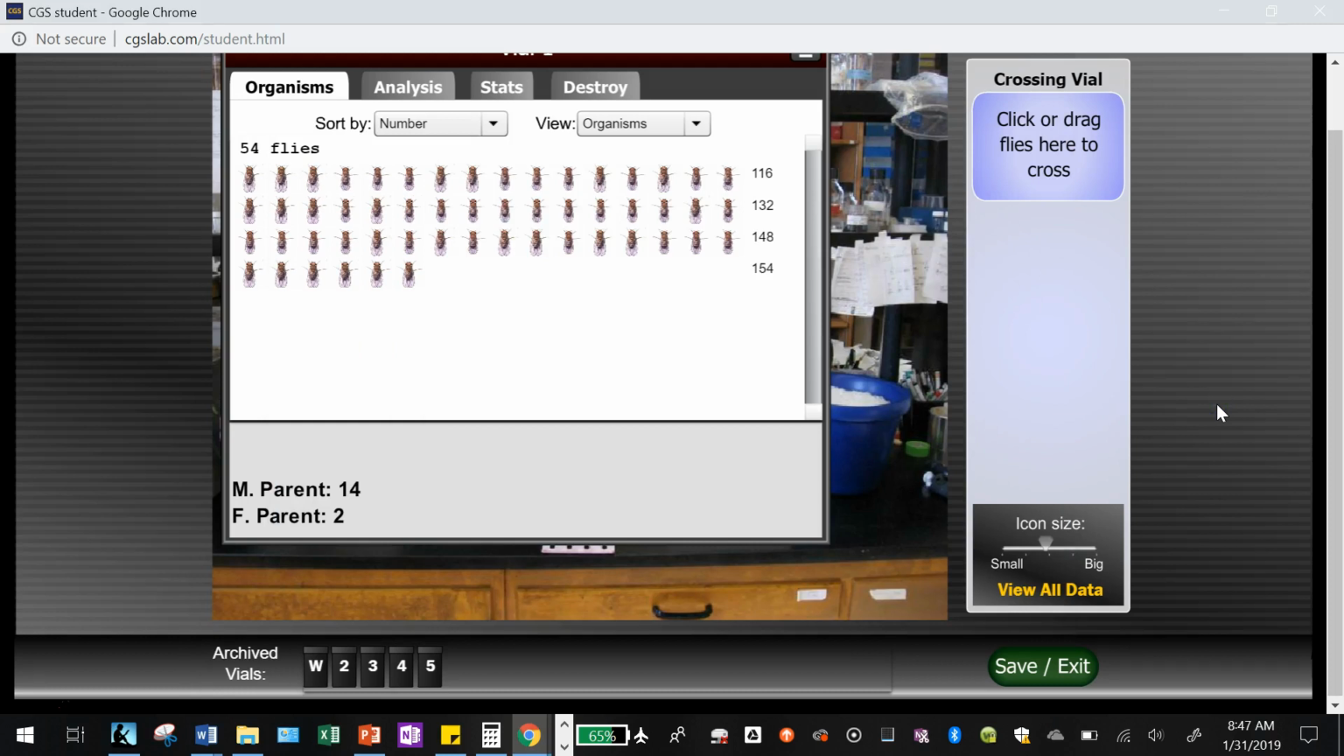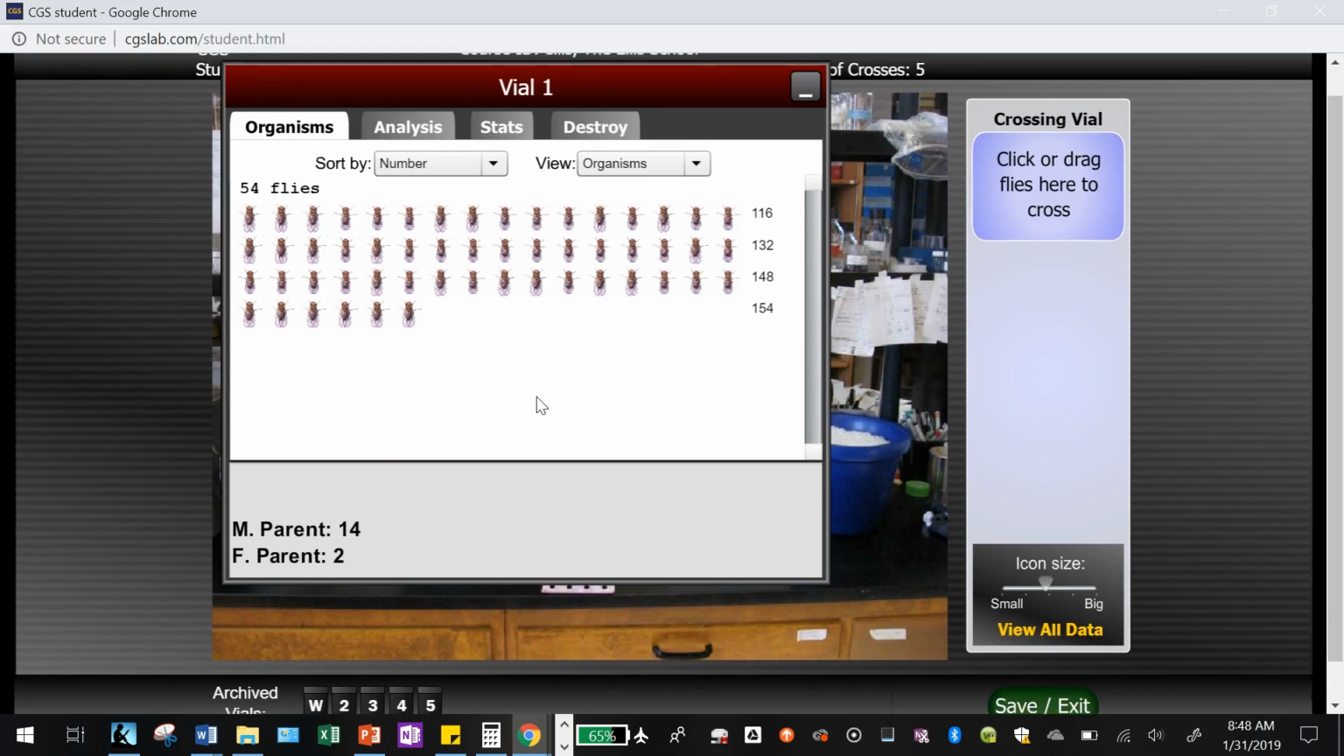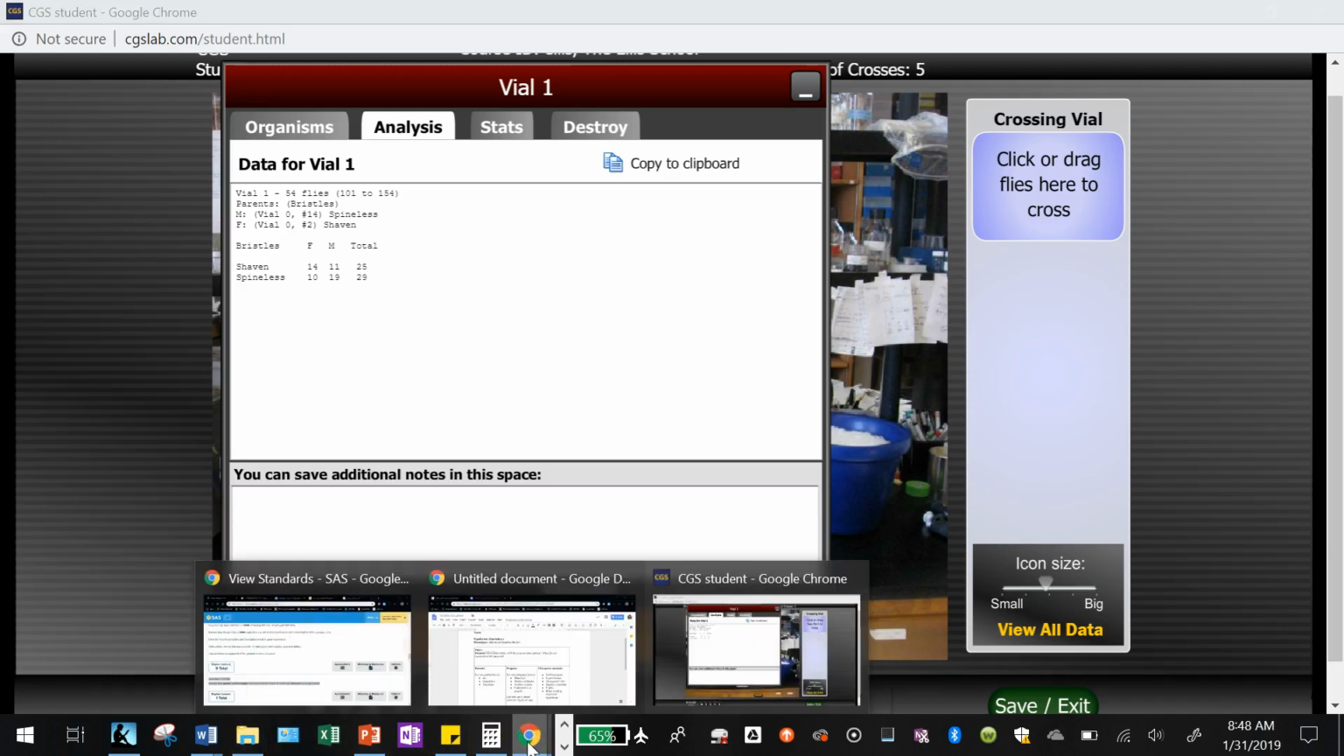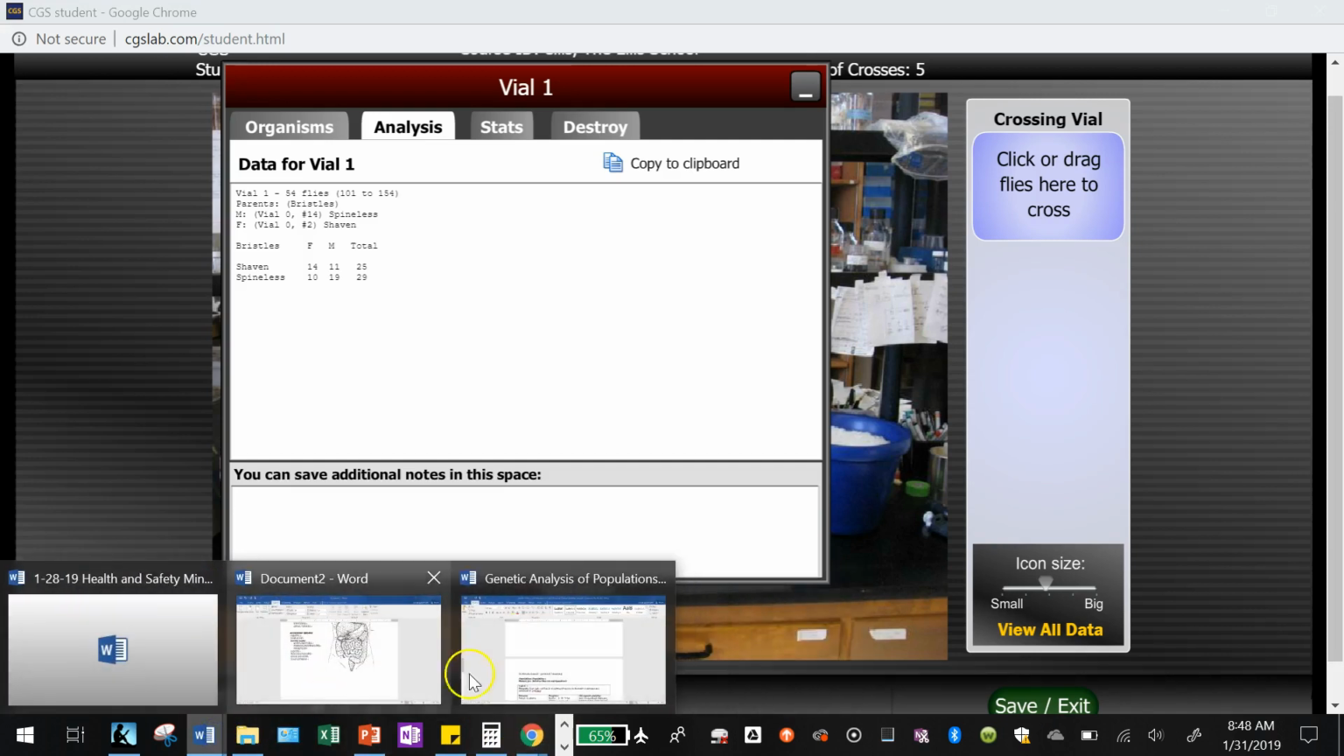Okay, so if we're looking at our vials, here is vial 1. This is one I did the other day. I look at my analysis. So I crossed number 14 with number 2, so a spineless versus a shaven, and I got this ratio of offspring. If you want to put any notes down here, you can put notes down there. But you want to record this information, and I'm going to show you where I recorded it.